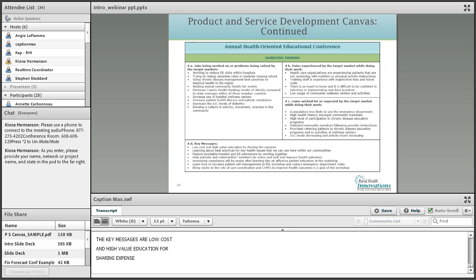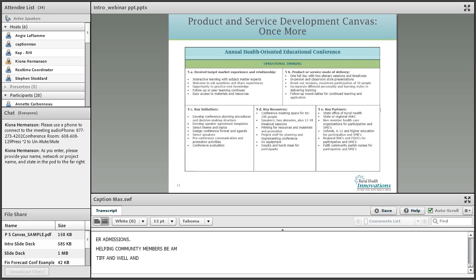The key messages are low cost and high value education for sharing the expense, learning how best practices for key health issues can be used within their own local communities, reducing avoidable hospital and ER admissions, and helping patients and community members be active and well and improve health outcomes.